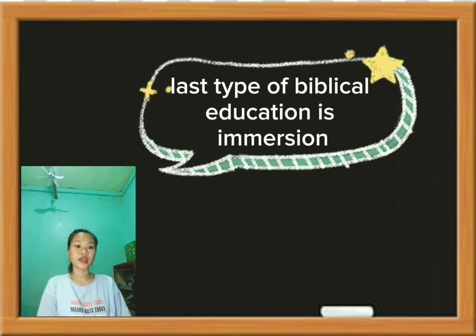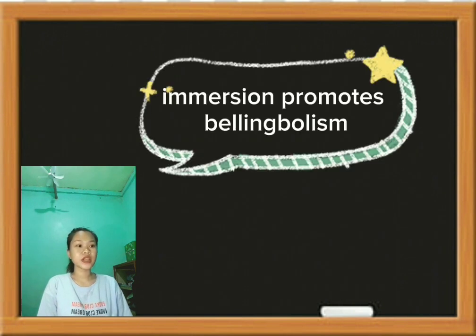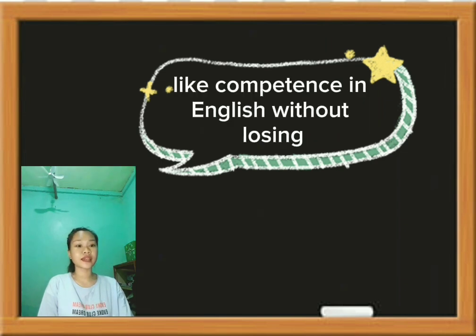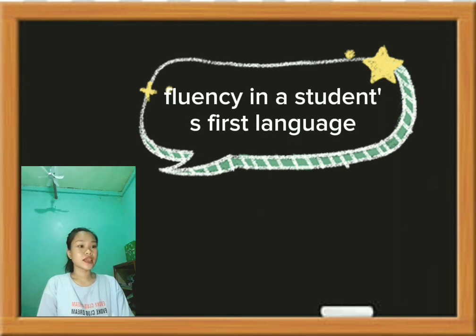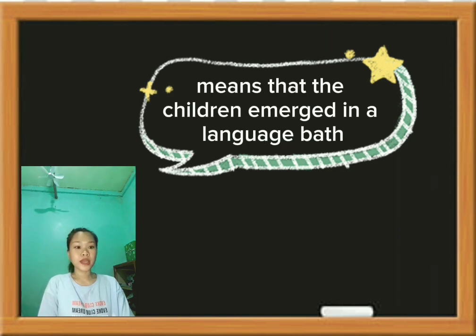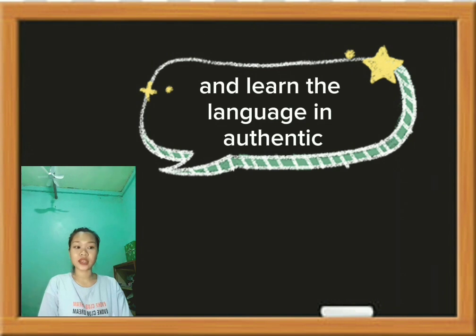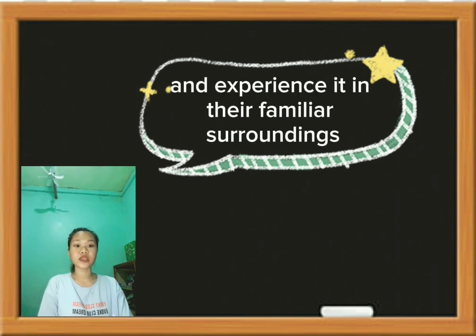Last type of bilingual education is immersion. Immersion promotes bilingualism with the goal of developing native-like competence in English without losing fluency in a student's first language. Learning by immersion means that the children are immersed in a language bath. They hear, speak, and learn the language in authentic everyday context and experience it in their familiar surroundings.